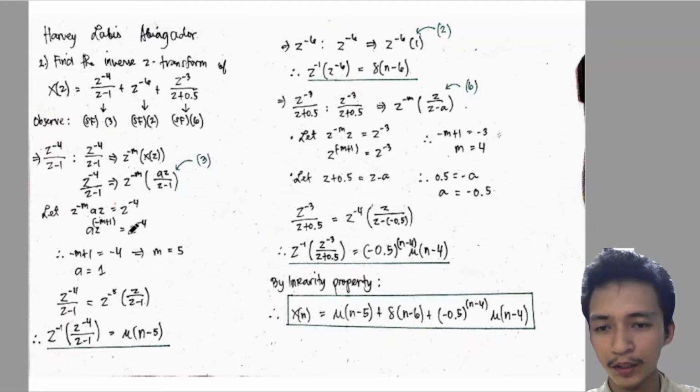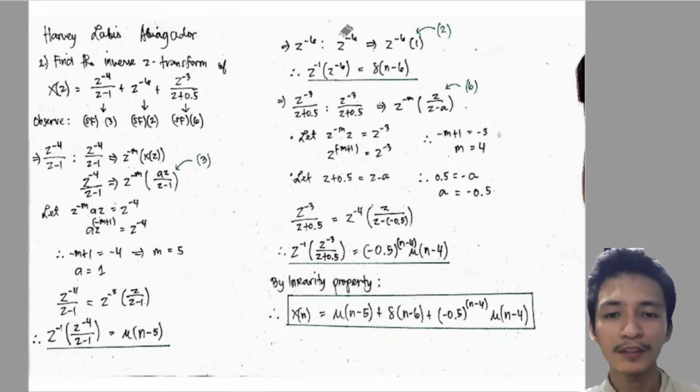So if we transform that into a form that can be used with number 3, we have z raised to the power of negative m, which is 5, then z over z minus 1. If we take the inverse z transform, we get u of n minus 5 for this part. Okay, for the second part, we have z raised to the power of negative 6.